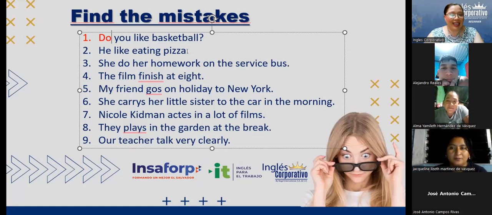Verb. Okay, the verb is wrong. The verb is wrong. It's wrong. What happened with the verb? It likes. It should be likes.